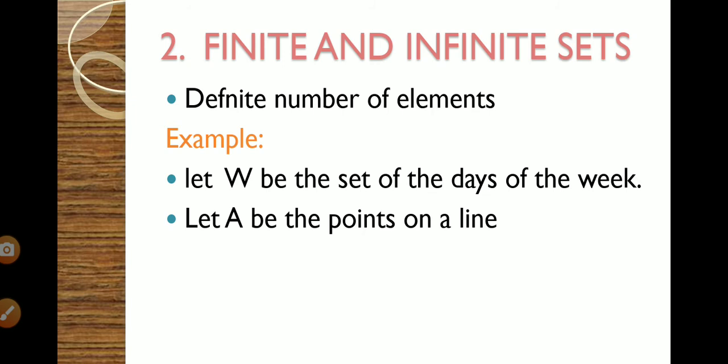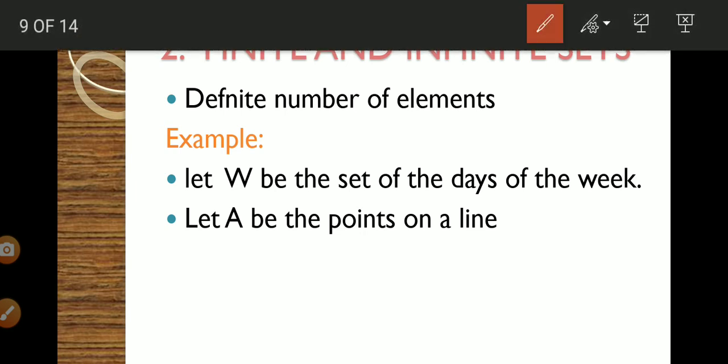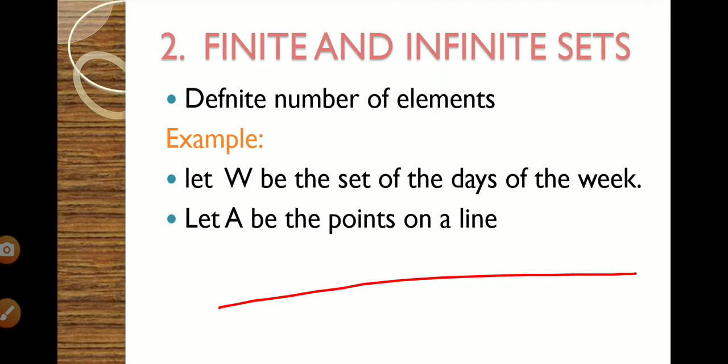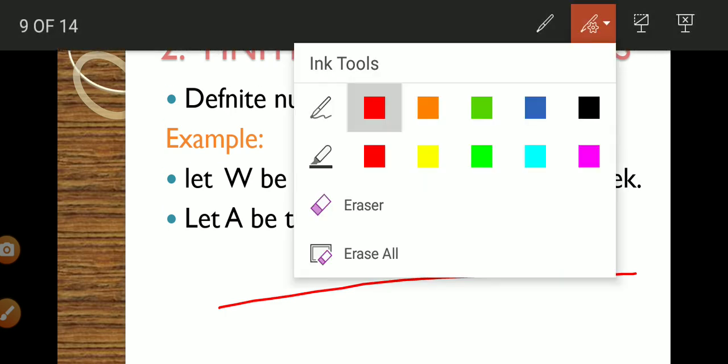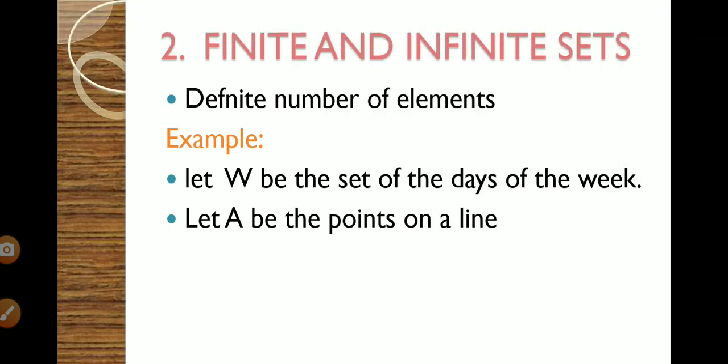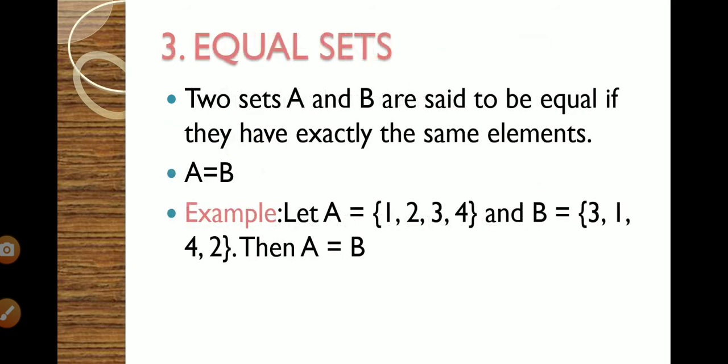And if we move on to the infinite set, an example is the points on a line. We cannot count the points on a line. There is an infinite number of points on a line. It is uncountable, so we'll say it is an infinite set.